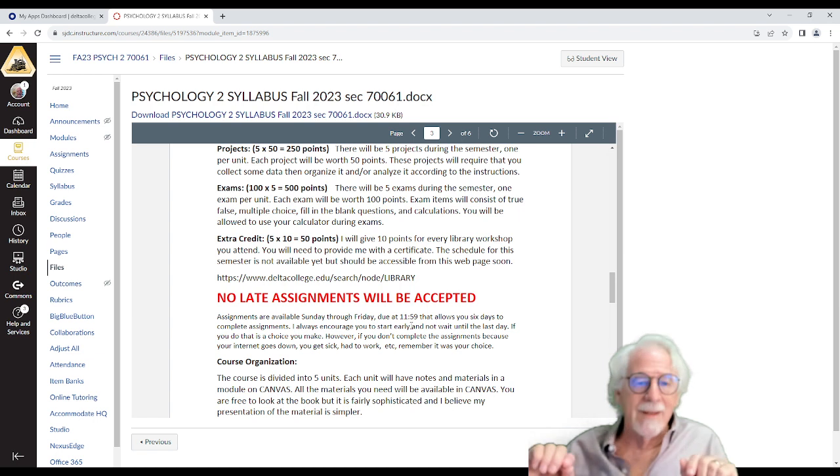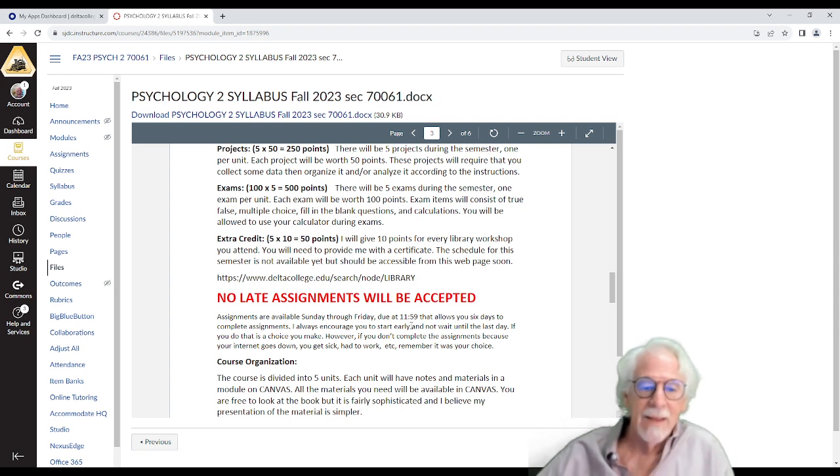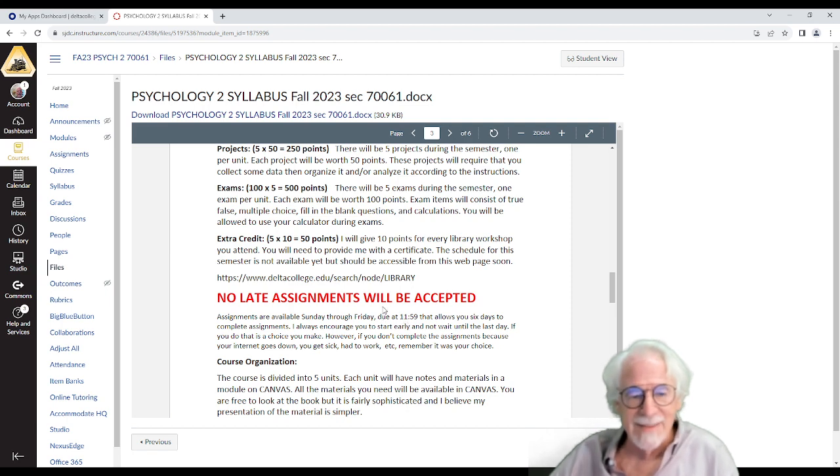It never fails. I get an email Friday night at 10 o'clock, which I don't usually read until Sunday or Monday, telling me that the internet went down or I had to work late, whatever the case may be. That is on you. I'm not going to accept responsibility for that. You had 6 days to complete it. If you wait until Friday night, which most of you do, and something goes wrong, it's on you. So I do not extend assignments. I just want to make that perfectly clear.